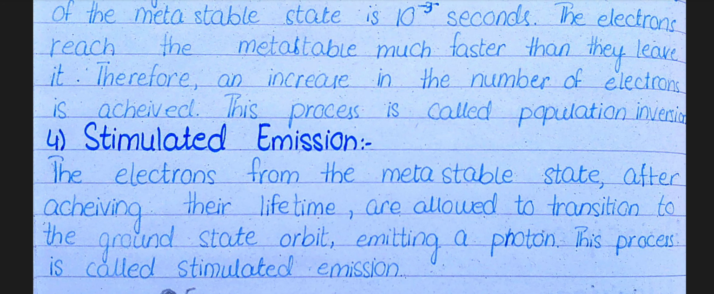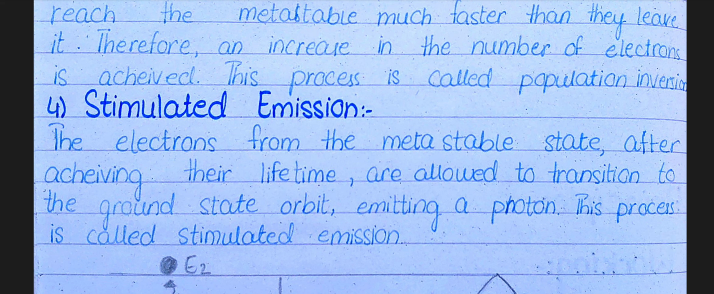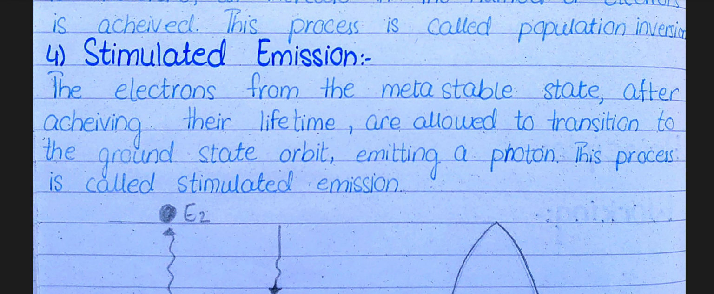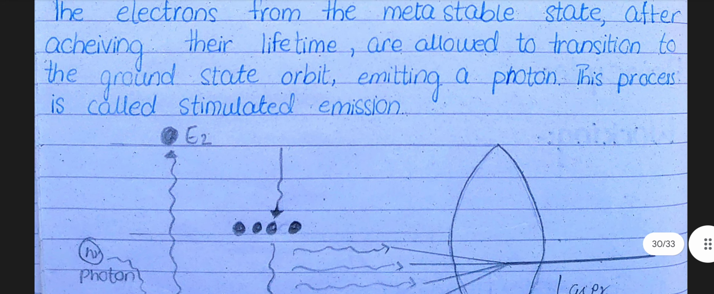Stimulated emission: the electrons from the metastable state, after achieving their lifetime, are allowed to transition to the ground state orbit, emitting a photon. This process is called stimulated emission.